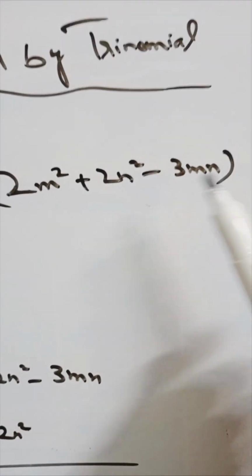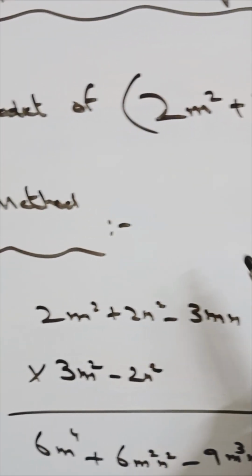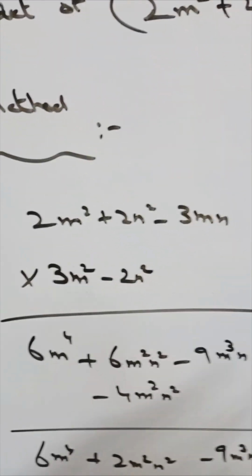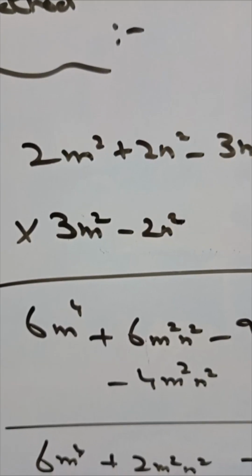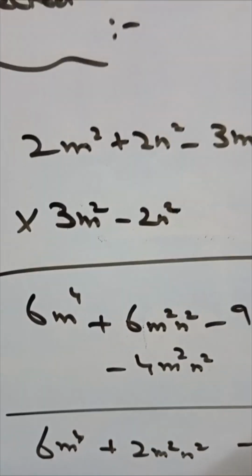So which one is the bigger one? This one. So we put this first and the second after it. Before that, you must know 2 things. First, we multiply 3m square with the whole term. Then the second term, minus 2m square, with the whole term. Remember, same variables will add or subtract.